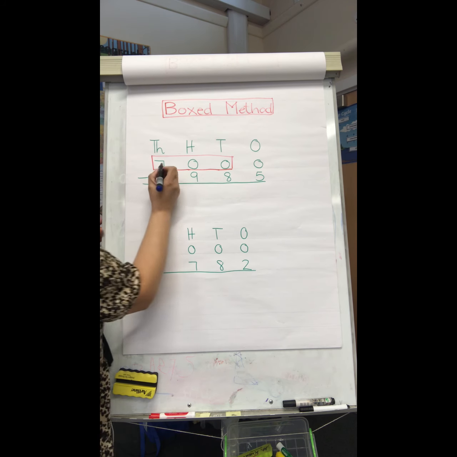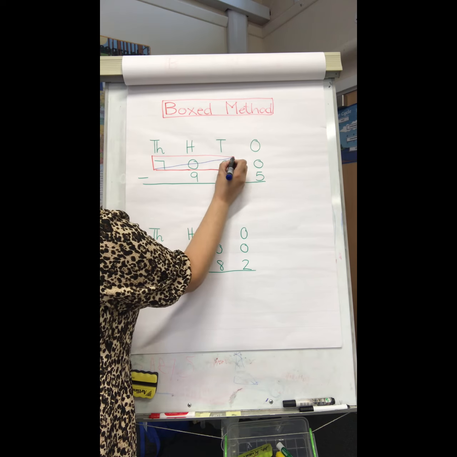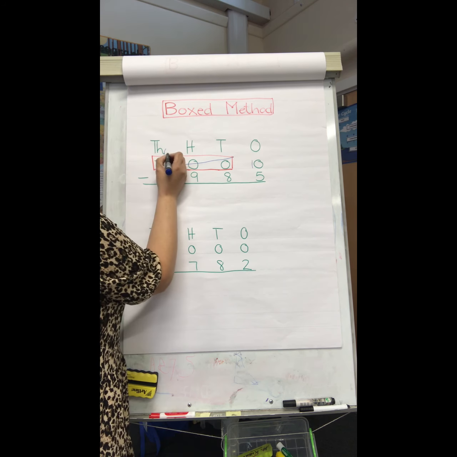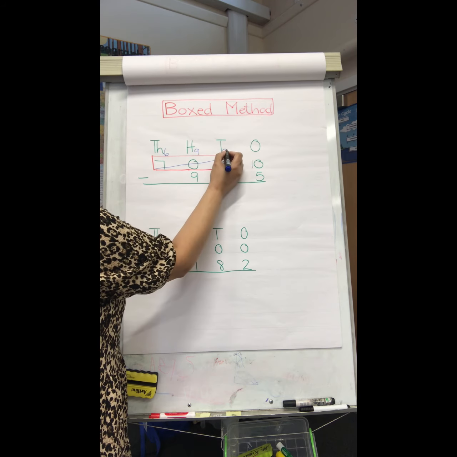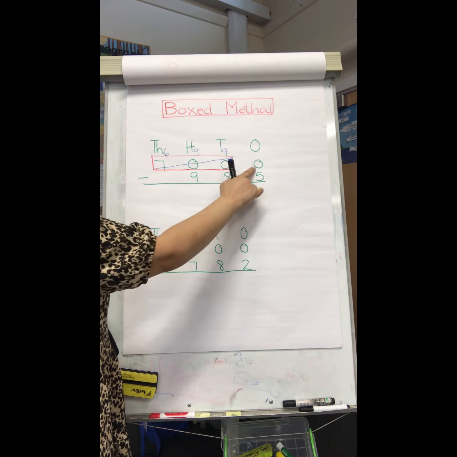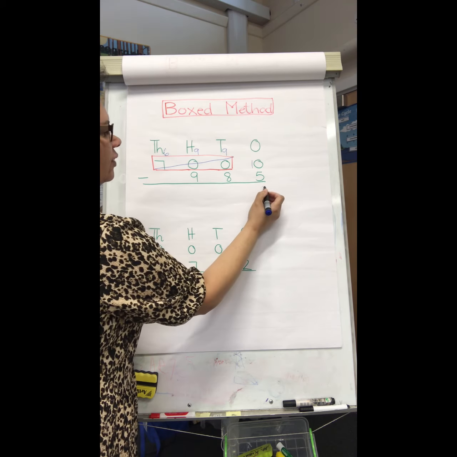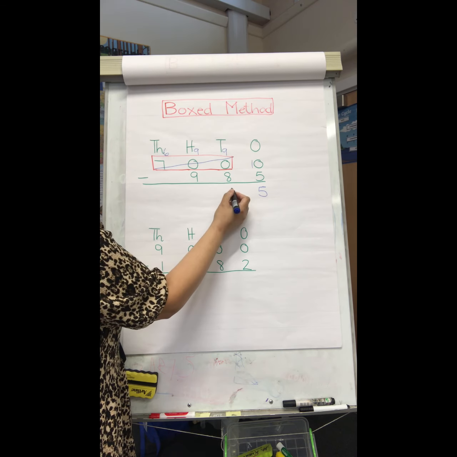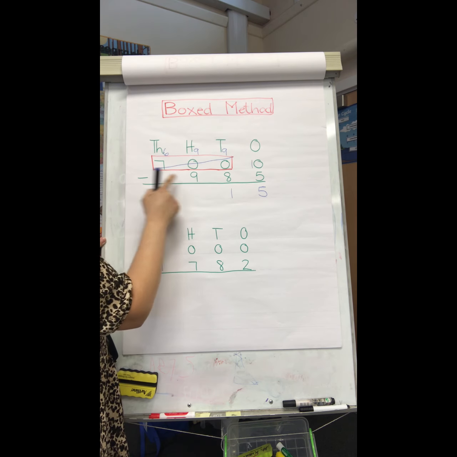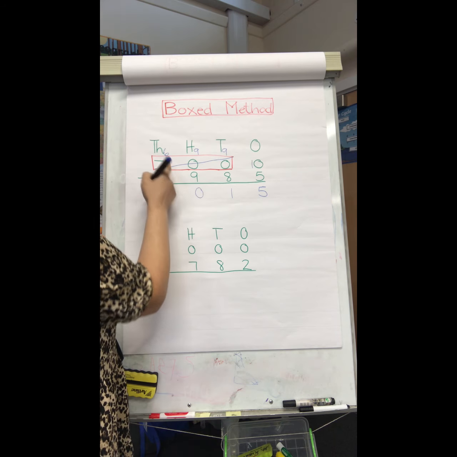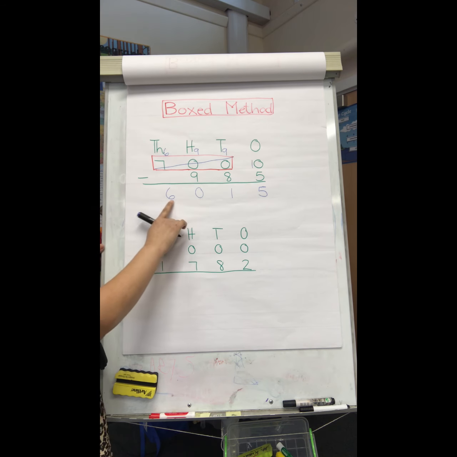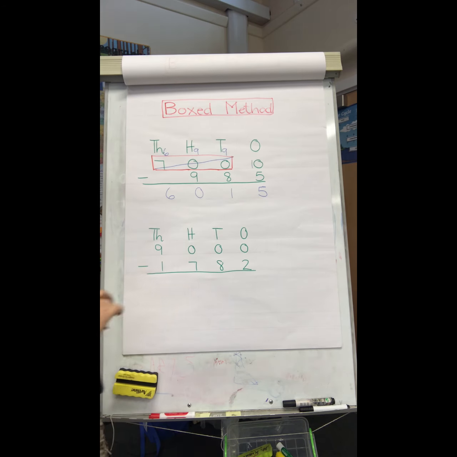Now I need to take 1 away from 700. Let's put the 1 there first before I forget. So 700 take away 1 is 699. So now I can say 10 take away 5 is 5. 9 take away 8 is 1. 9 take away 9 is 0. 6 take away nothing, I'm left with 6. So my answer is 6,015.